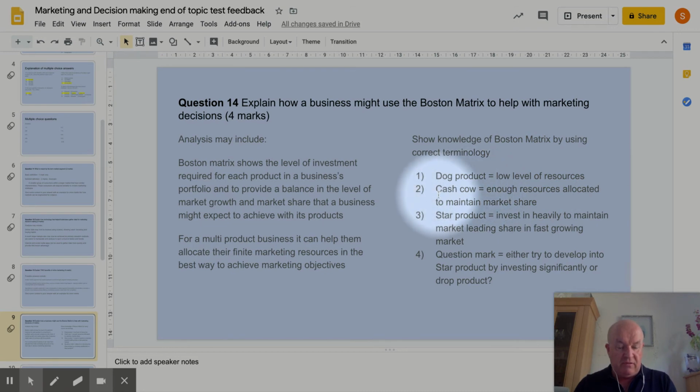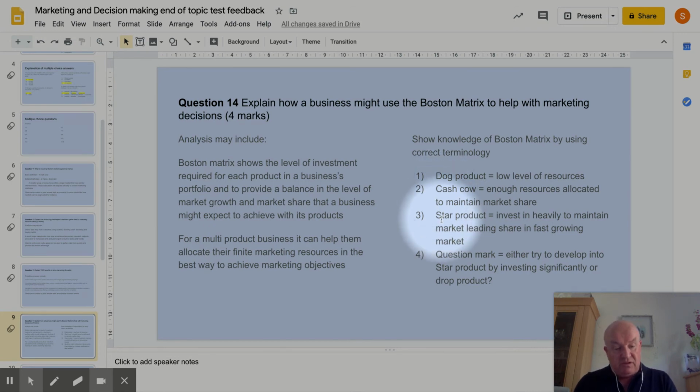Your cash cow is where you've got relatively slow growth, but you've got high levels of market share. What you would need to do is, because it is a cash cow, you're going to be making plenty of profit from your cash cows. You'd definitely need to put enough resources into your marketing activity to maintain your high level of market share.